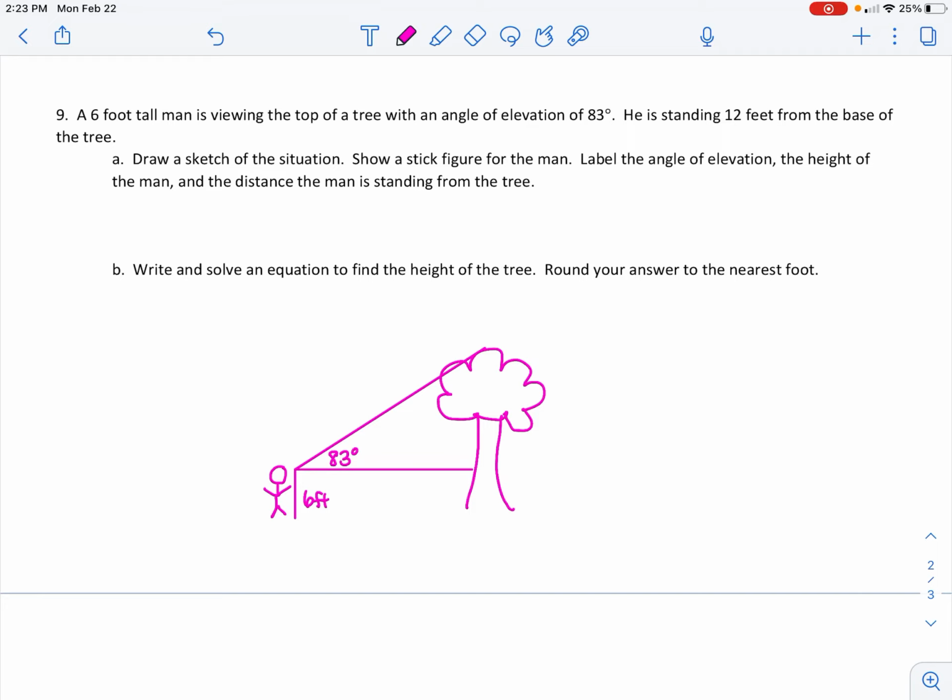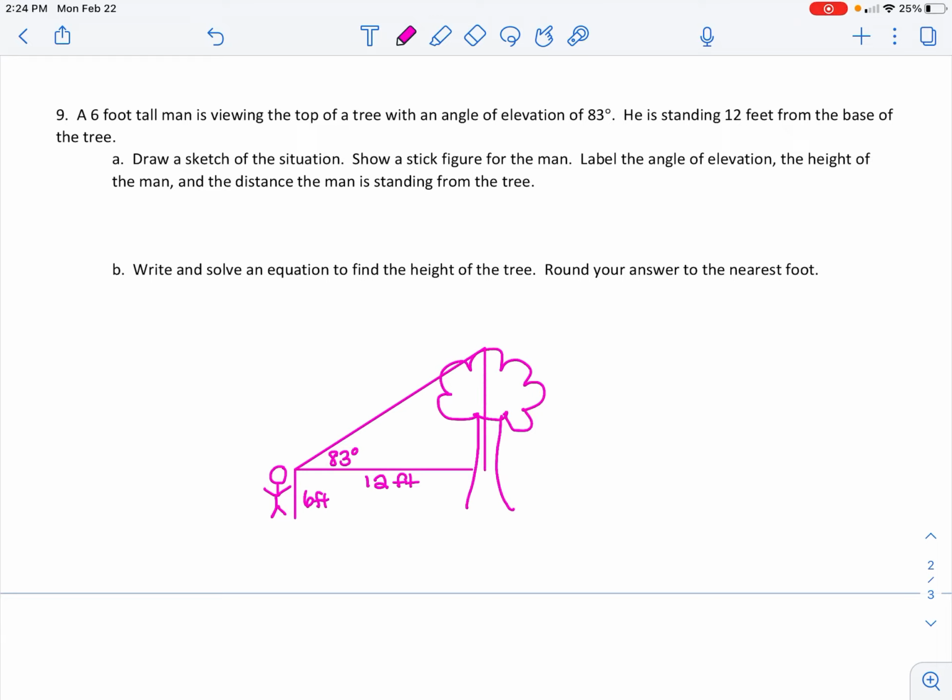Okay. He is standing 12 feet from the base of the tree. So we are 12 feet away from the tree. Draw a sketch of the situation, show a stick figure for the man, which we've done. And it says label the angle of elevation, the height of the man, and the distance the man is standing from the tree. So we've done all of that. The man is 6 feet tall, the angle of elevation is 83 degrees, and he is standing 12 feet from the tree. It says write and solve an equation to find the height of the tree and then round your answer to the nearest tenth of a foot.